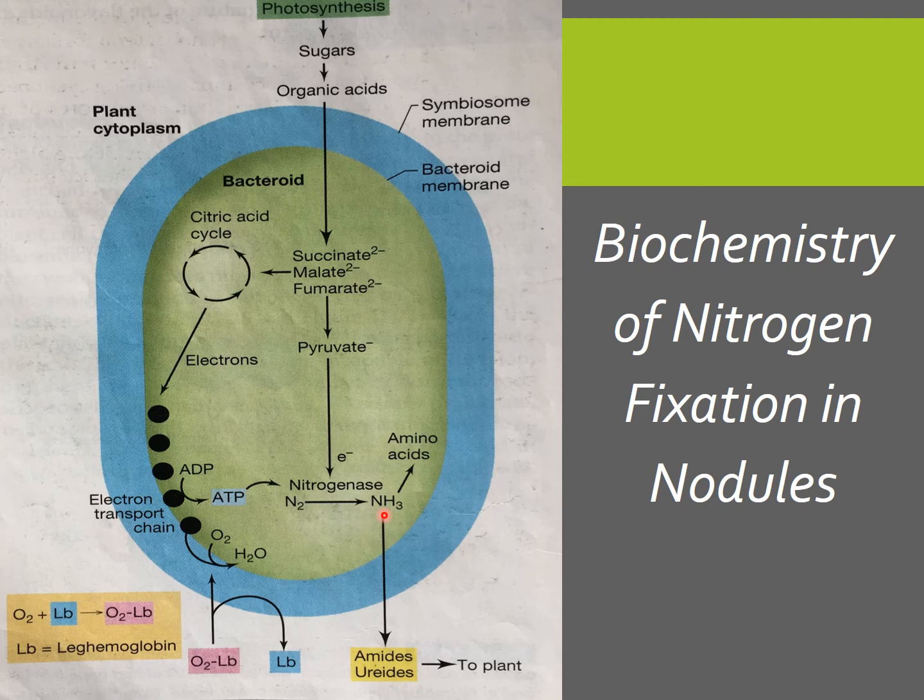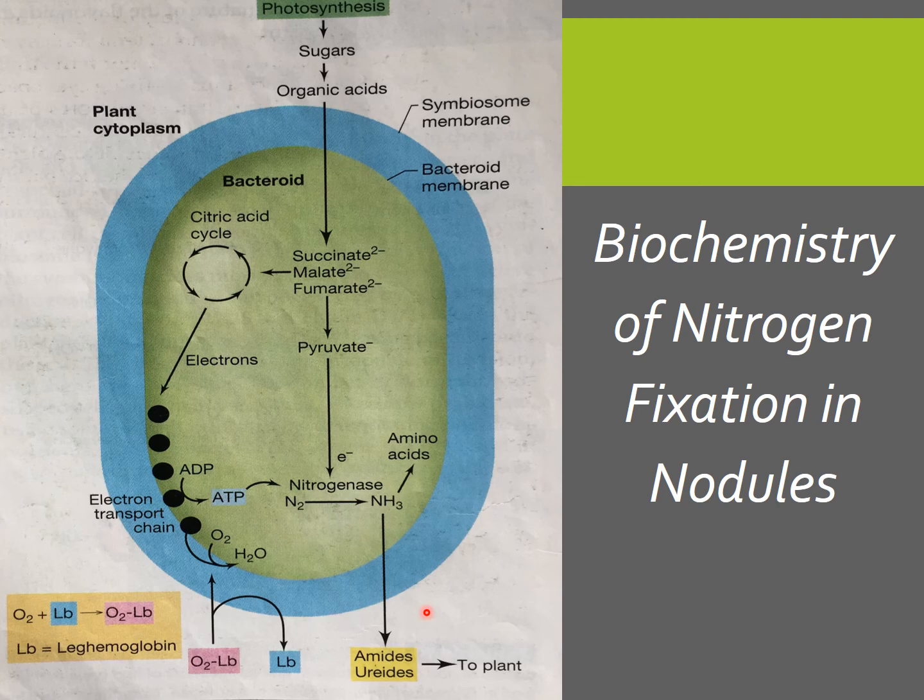Now, assimilation of ammonia. Once ammonia is formed, this ammonia has to be assimilated, or fixed, or accumulated in the plant. This ammonia can be used to form amino acids for the bacteroid itself, but most of the ammonia is transported back into the plant cell so that the plant can assimilate it.